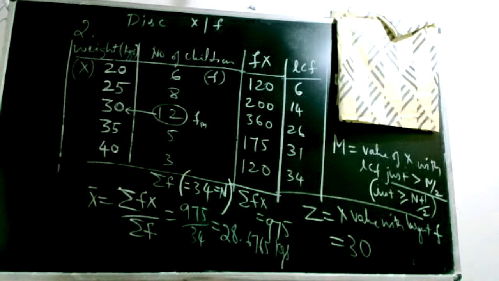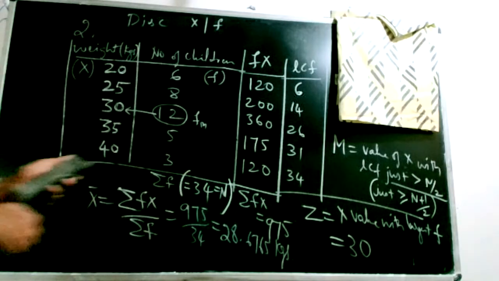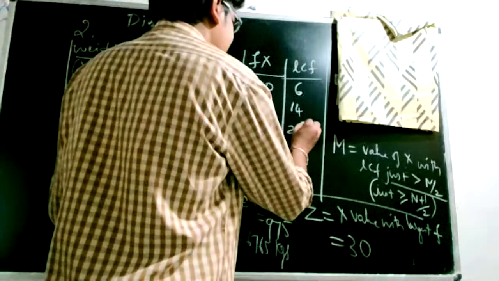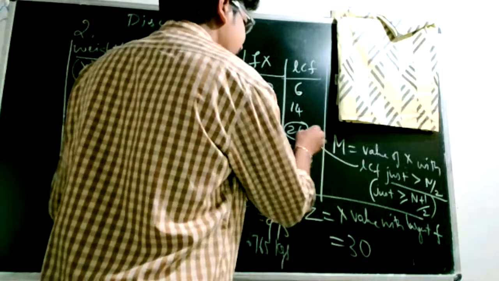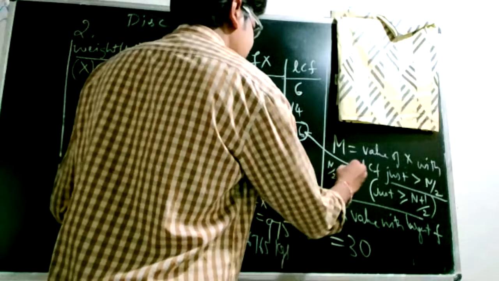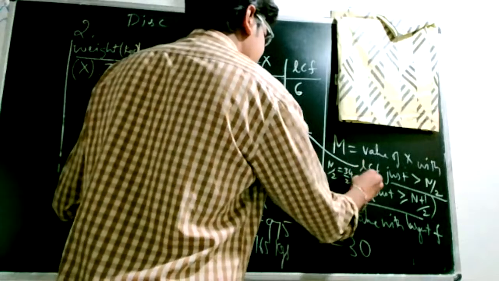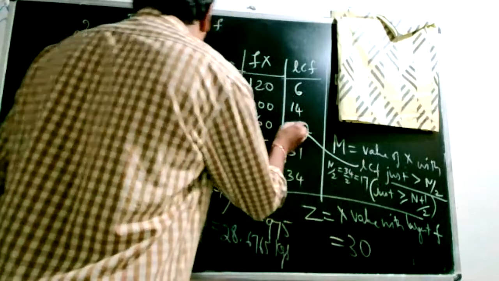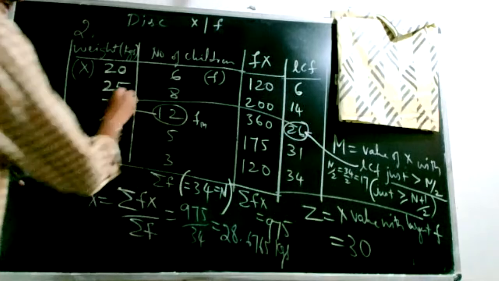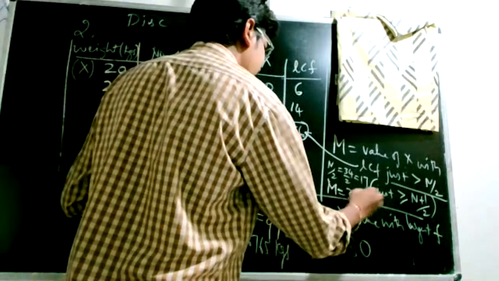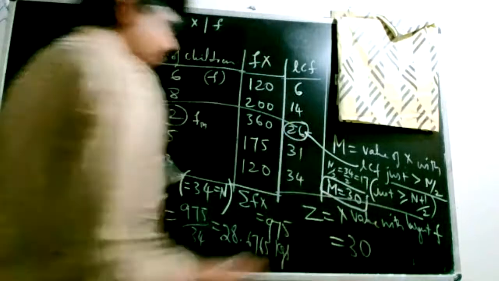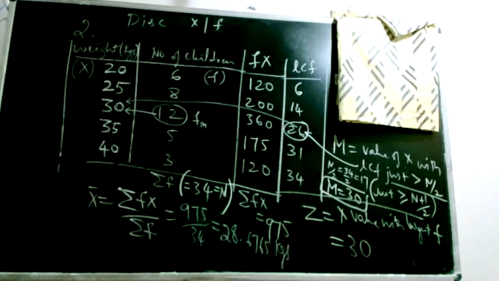N is 34, n by 2 is 17. Our LCF just greater than 17 is 26, and 26 has the value of x as 30. Therefore, we say median is also equal to 30. So this is how we obtain these three measures for the discrete data.